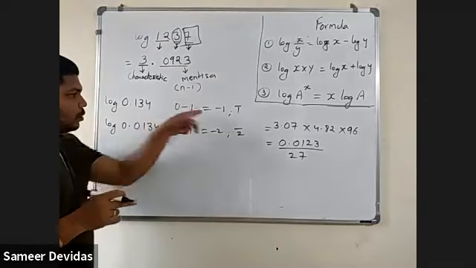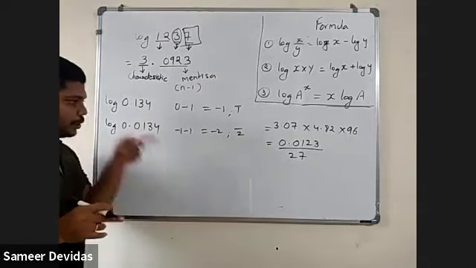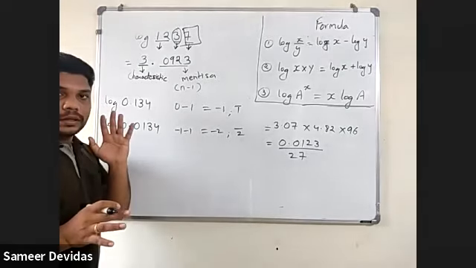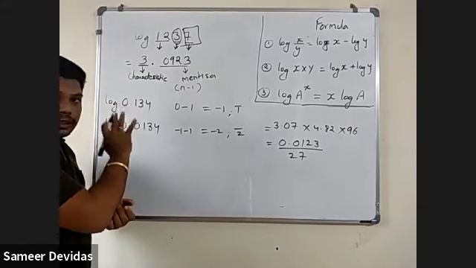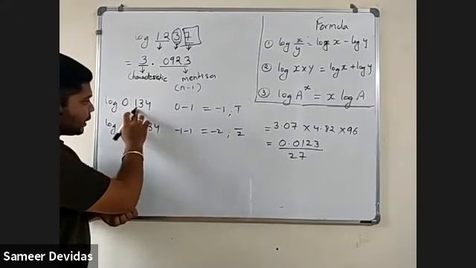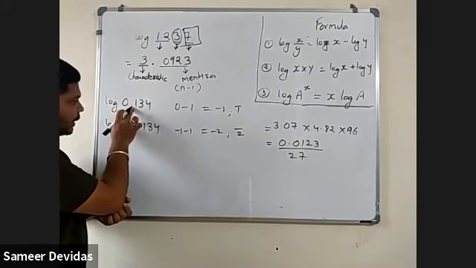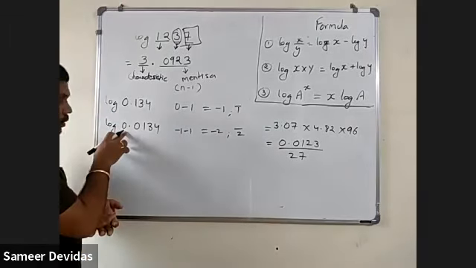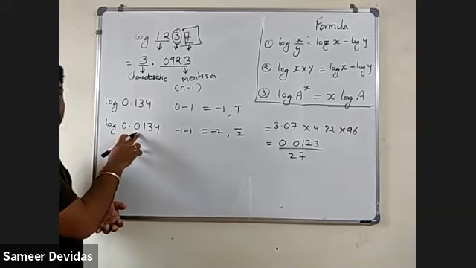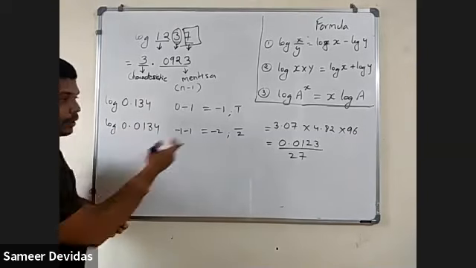If you know this, you can frame it, no need to do these things. How is it? Before the decimal, if there is 0 and after the decimal the first number is there, then the answer is minus 1. Again you see here, after the decimal 0 is there and after that numbers are there, minus 2.